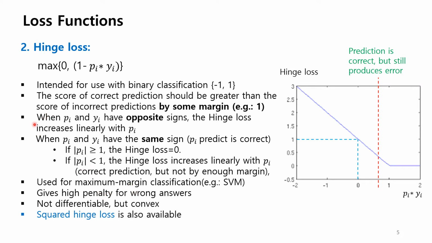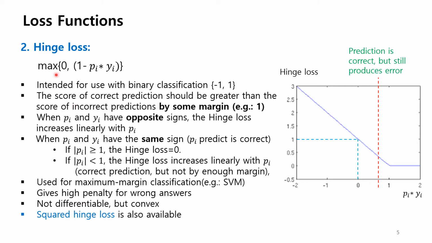So that was the formula, and that's the basic idea of hinge loss. This hinge loss is mainly used in maximum margin classification. The typical example is SVM. So SVM uses this hinge loss. As you can see in this formula and this explanation, this hinge loss gives a high penalty for wrong answers, okay?